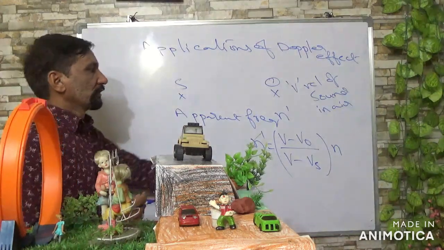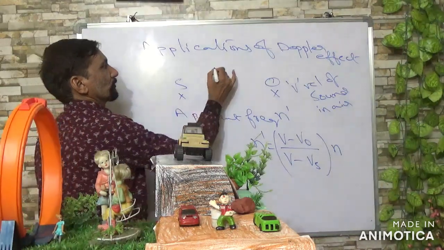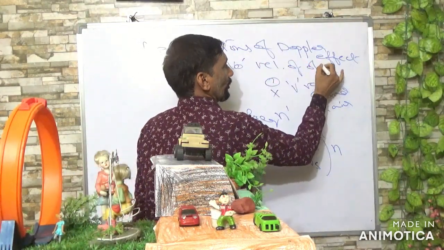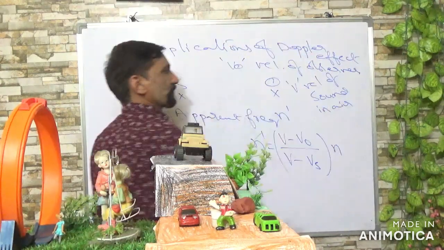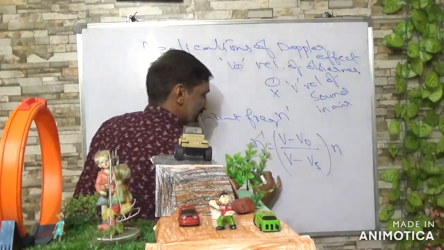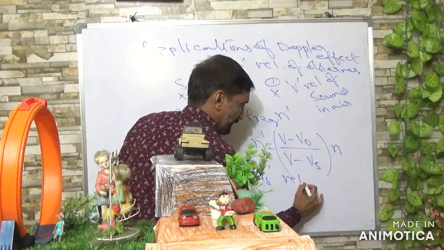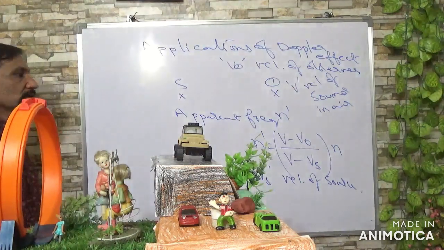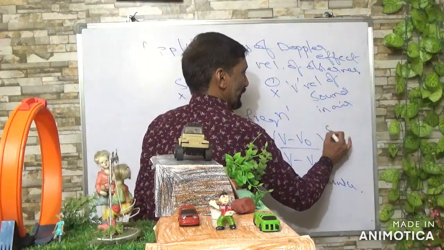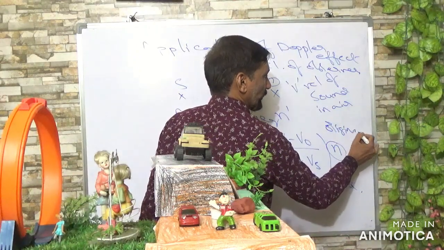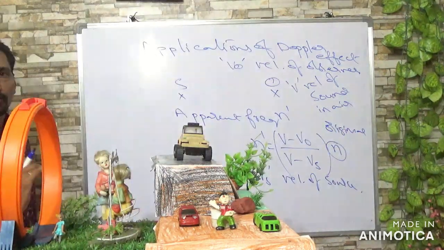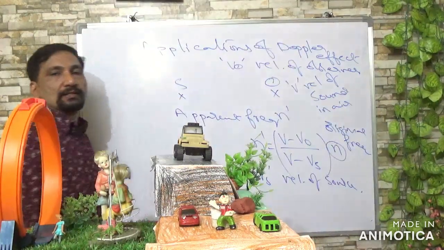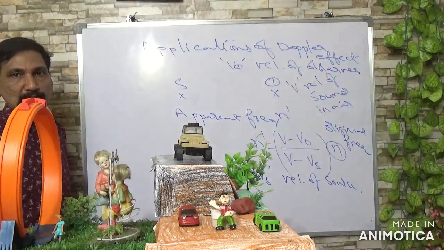Next, V naught is velocity of observer, and Vs is velocity of source. And n is the original or true frequency. So if you know this, it is easy to solve any problem.